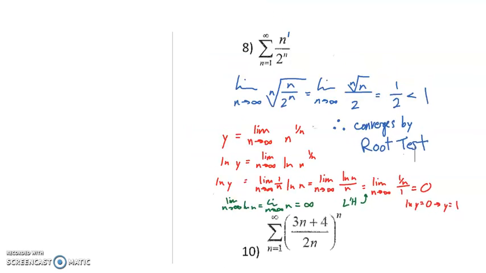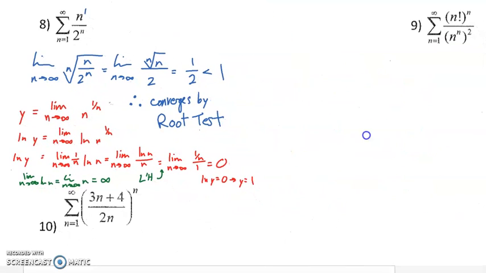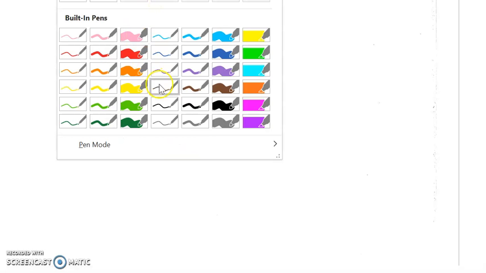Cool. So that leaves us with 2 more examples to go. I think we can fit these in one video. We'll see how it goes. Famous last words. Alright, let's change colors. I'm feeling saucy. Let's do purple.